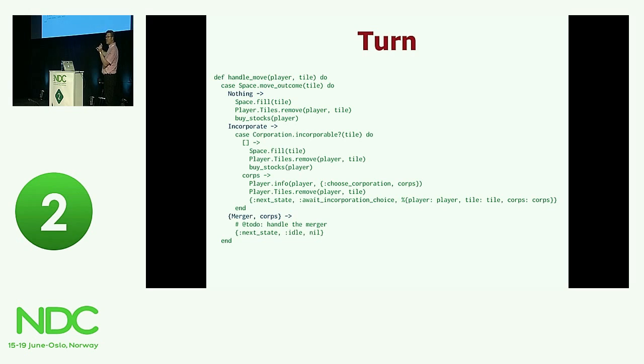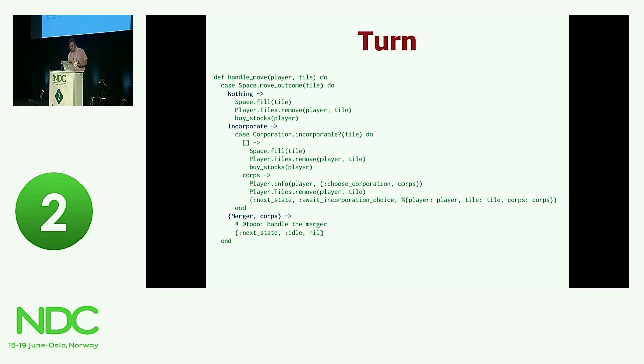is: I am now awaiting incorporation choice from this player. And then the state you're keeping is, you know which player has his turn right now, you know what tile he placed, and you know the corporations that are available to choose from. So you keep that in your state data, so when he comes back with the reply, you can use that to detect if he's done the right thing. And then in all other cases, the last reply that can come out of space is merger, handle that. In this case, just back to idle. Good.